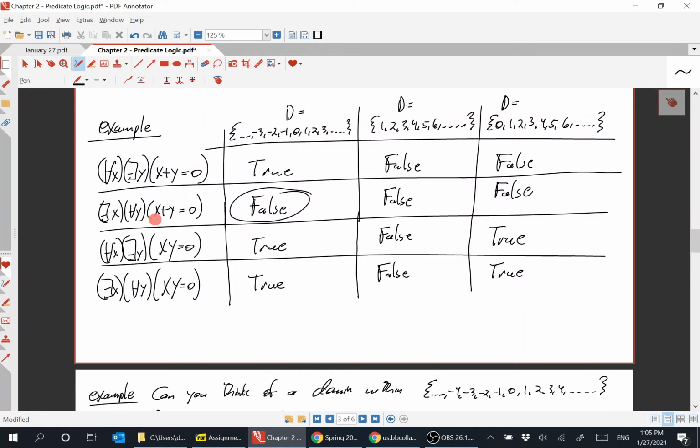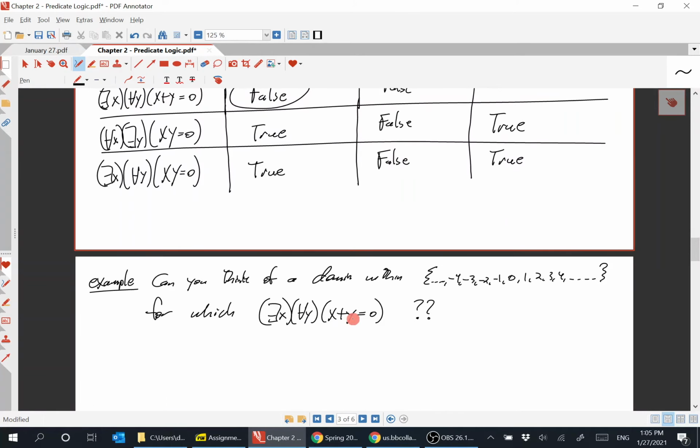Okay, so where is a domain for which this is true? There's one. Would it just be 0? Just 0 by itself. Very good.